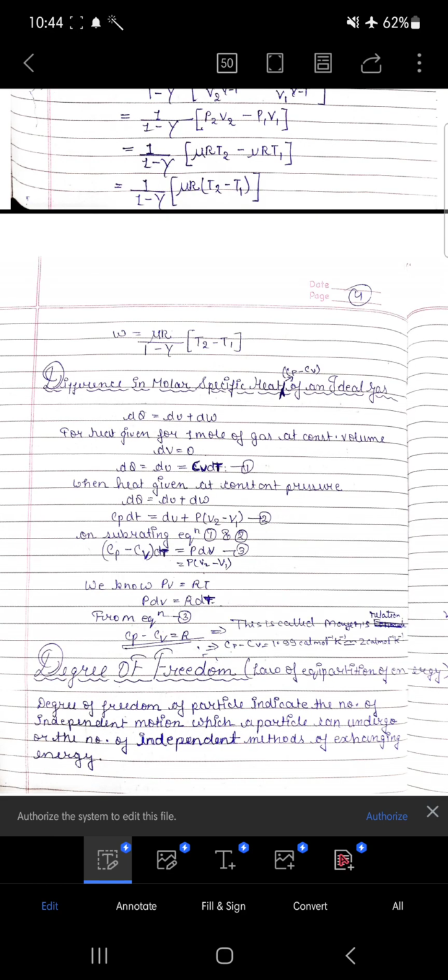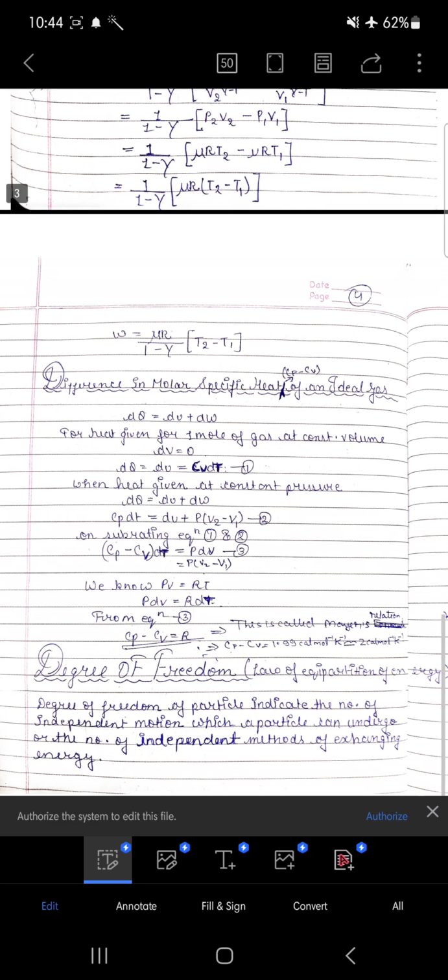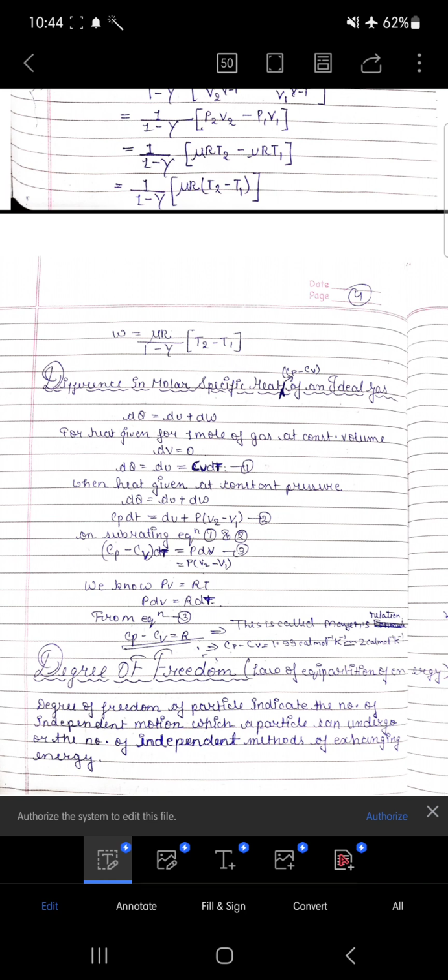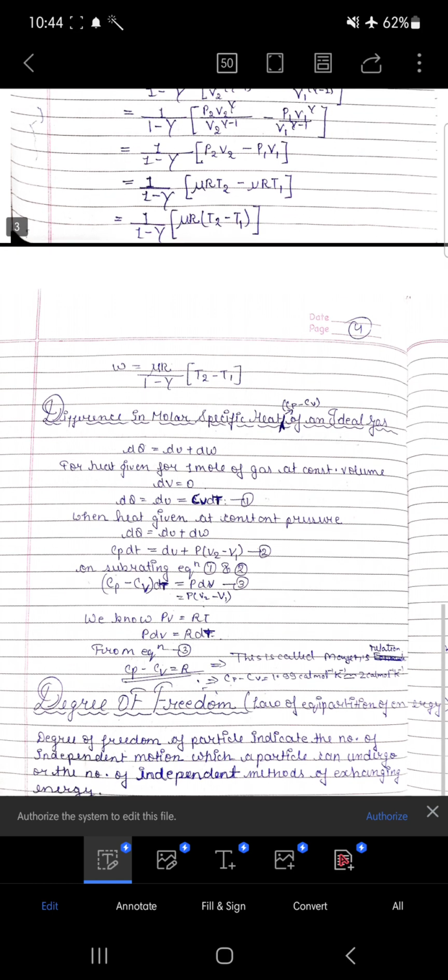So now further we talk about the difference in the molar specific heat of an ideal gas. Our study is based upon this only, on ideal gas. Here you can see one is the molar heat capacity, or one can say the specific heat capacity at constant pressure, that is Cp, and the other is Cv, that is specific heat capacity of the ideal gas at constant volume. For both cases we use the first law of thermodynamics, and we get this formula, that is Cp minus Cv is equal to R.